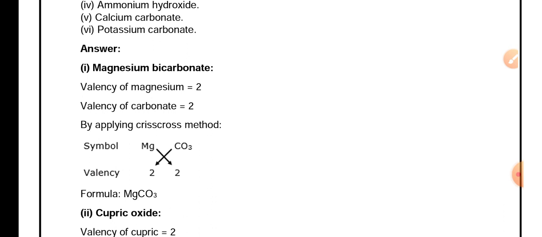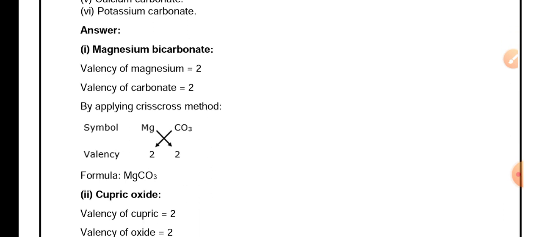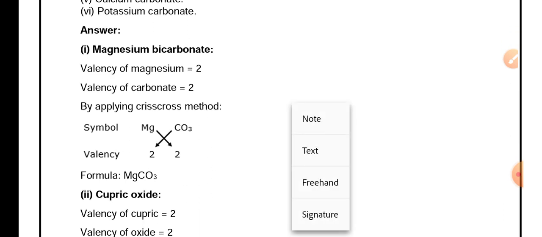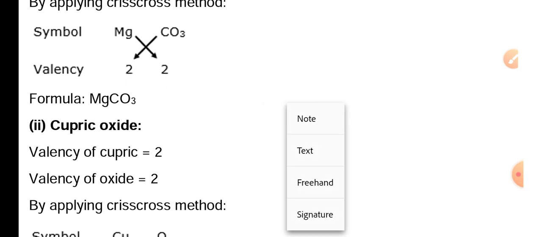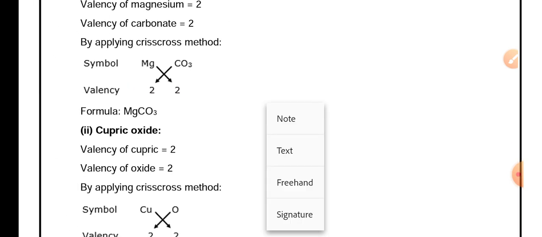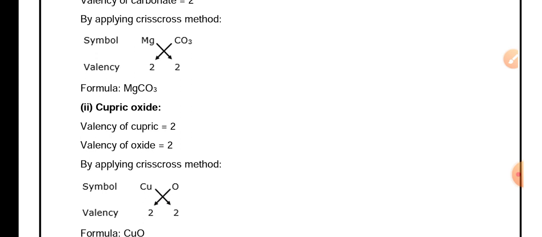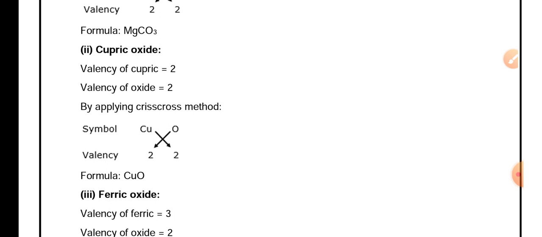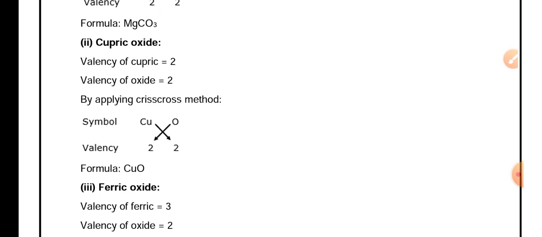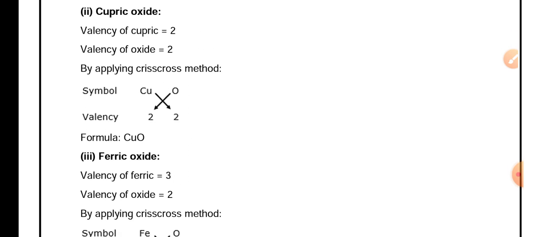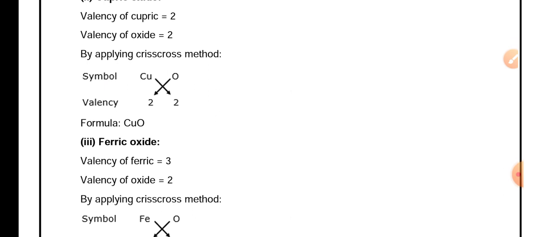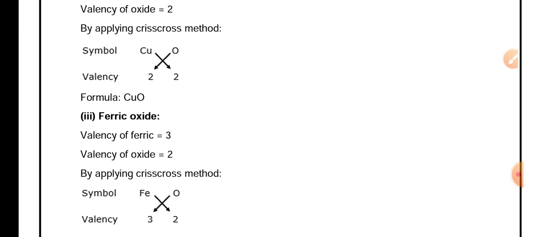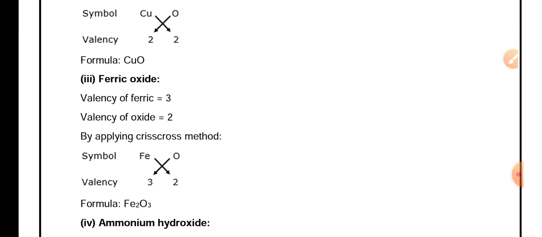The formula is MgCO3. Next, cupric oxide: valency of cupric is 2, valency of oxide is 2. Then applying the crisscross method, the symbol is CuO. Ferric oxide: valency of ferric is 3, valency of oxide is 2. By applying the crisscross method, the symbol is Fe2O3.